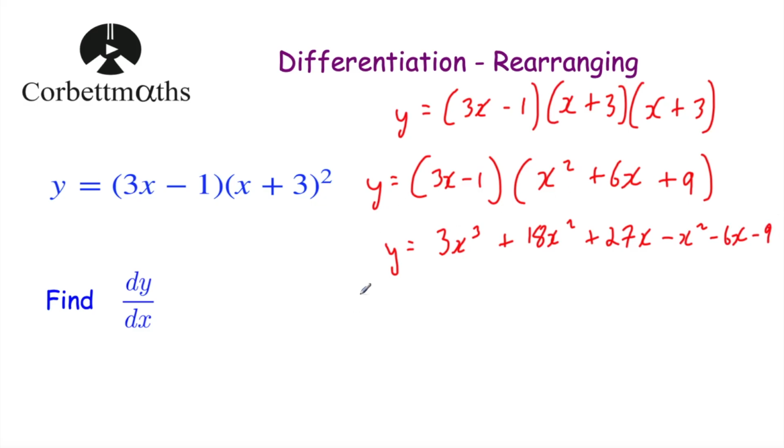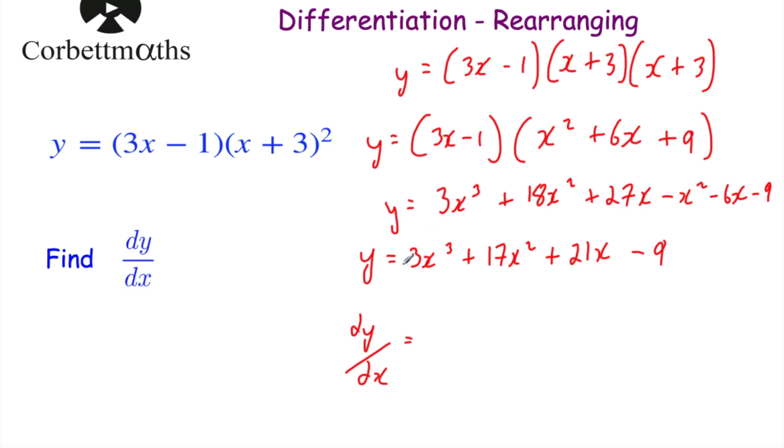Now let's simplify. So y is equal to, looking at the x cubed term, it's just 3x cubed. Then let's have a look at the x squared term. So 18x squared take away x squared, that's going to be plus 17x squared. Then in terms of the x terms, we've got 27x take away 6x, that's going to be plus 21x. And then finally that minus 9 on the end. So that's fantastic. We found out what y is. Now we need to differentiate to find out what dy by dx is. So dy by dx. We're just going to scroll down a little bit here.